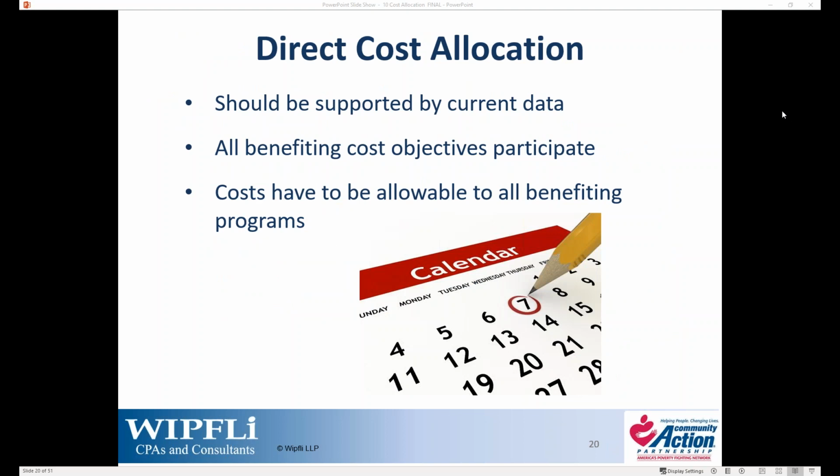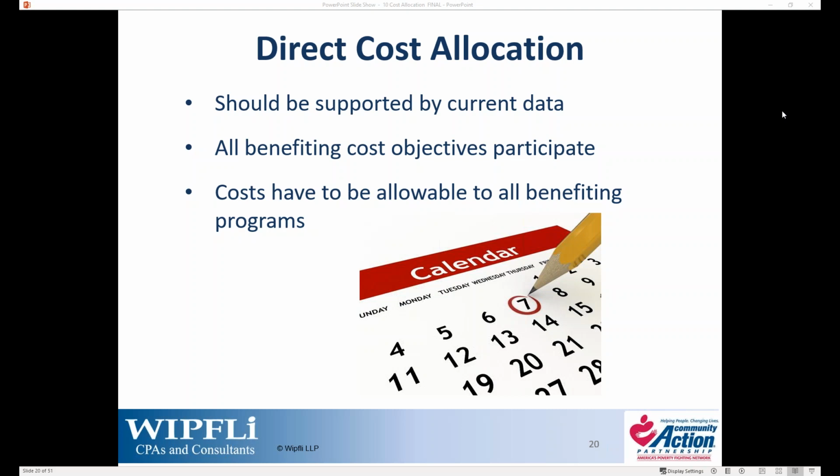Direct cost allocation needs to be supported by current data. What that means is that using historical information may not be the most appropriate way to allocate a cost, because that may not be the current activity. We use an example in our trainings about going to lunch. If three people went to lunch and we're trying to figure out how to split the bill, using historical information, you would say, well, let's allocate it the way we had lunch last time. Well, that doesn't make sense, because that might not be what each of us ate this time. So it has to be based on current data.